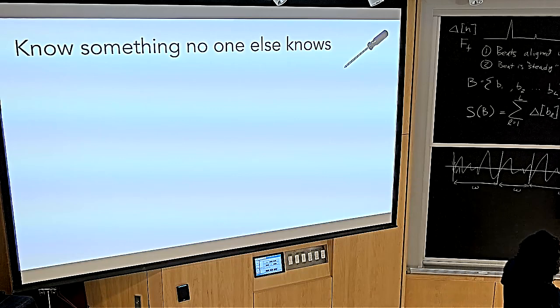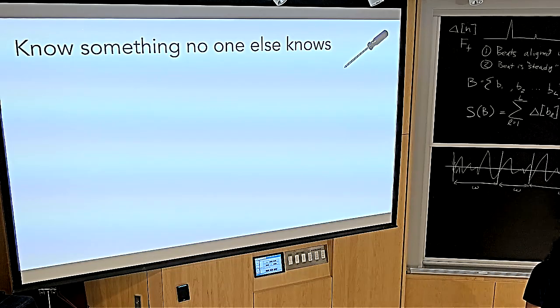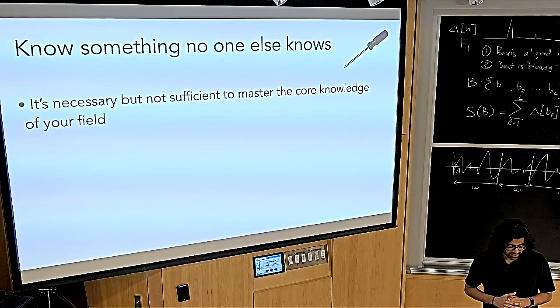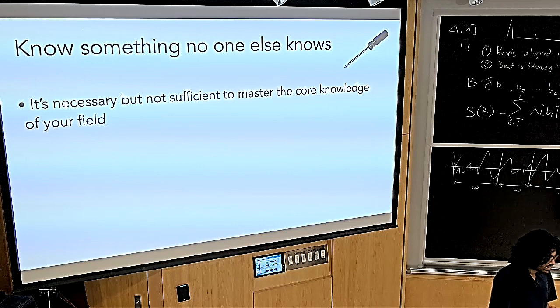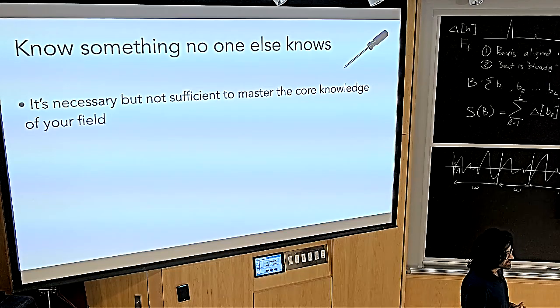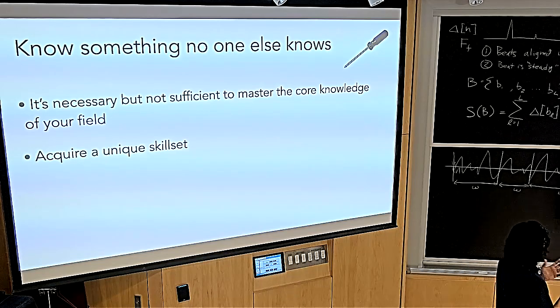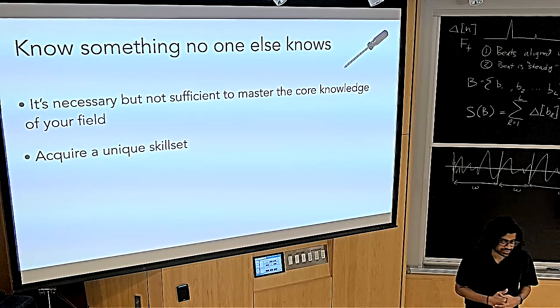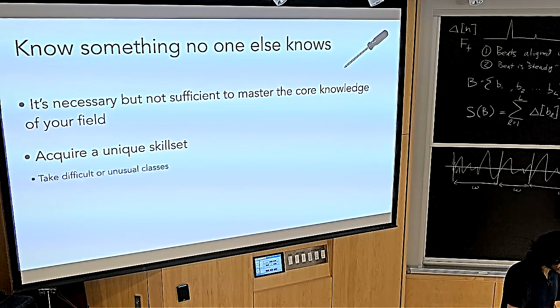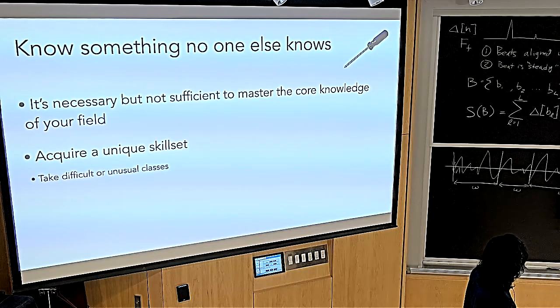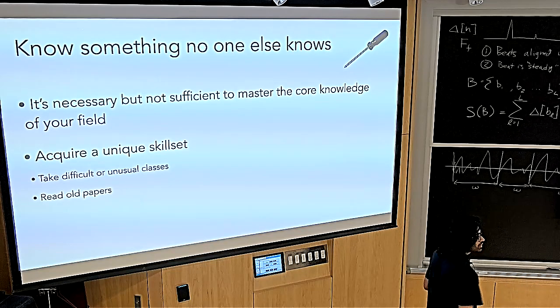So this is something which I think really distinguishes the great scientists from everyone else. It is necessary but not sufficient to master the core knowledge in your field. You should acquire a unique skill set that helps you really advance the field. How do you do that? You can take difficult or unusual classes. You can read old papers.